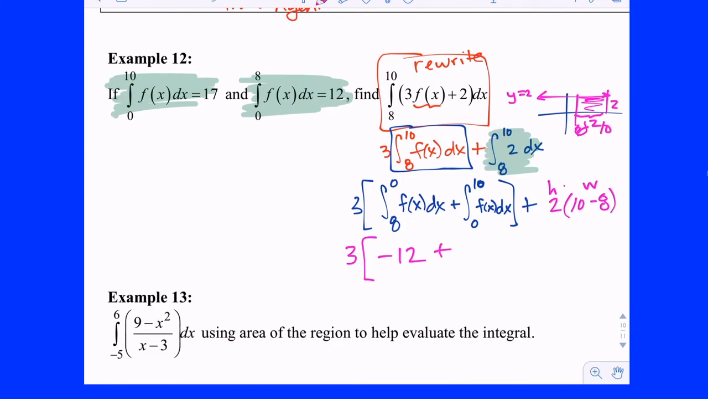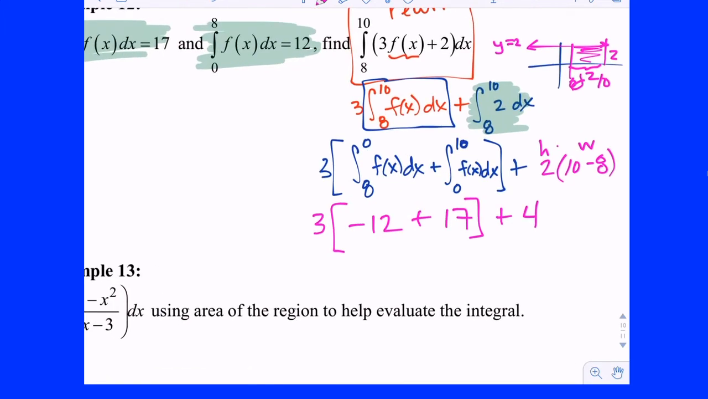Plus, what's the integral from 0 to 10? Well, that one's given. 0 to 10 is 17. I'll write it like that. And then plus, I'll just evaluate this over here. 2 times 2 is 4. Is that numeric? Yep. So we're walking away. And then we're going to keep going because we trained for both, right? 17 minus 12 is 5. 5 times 3 is 15 plus 9 is 19. There you go. Travel agent problems.